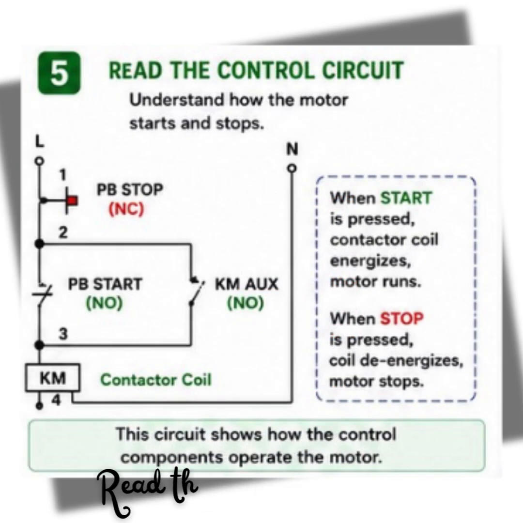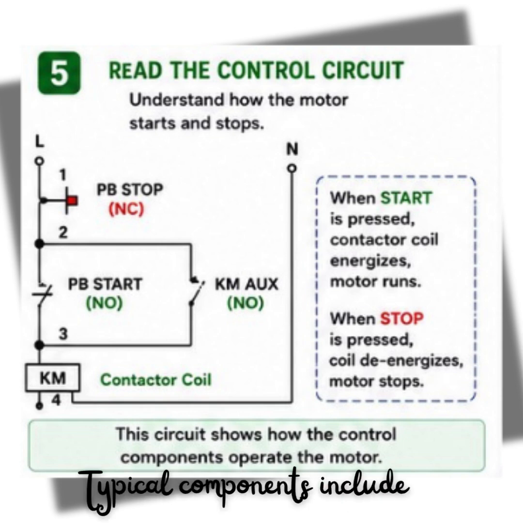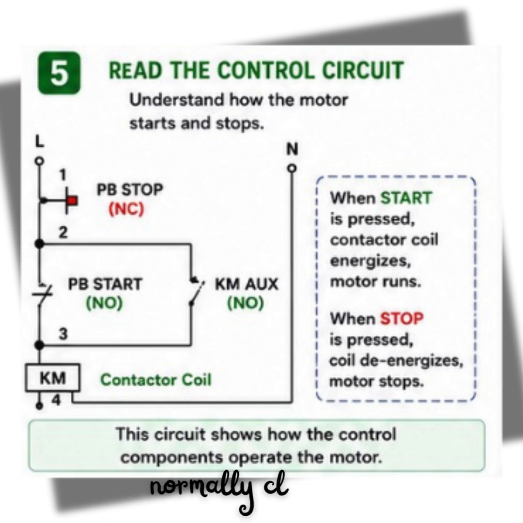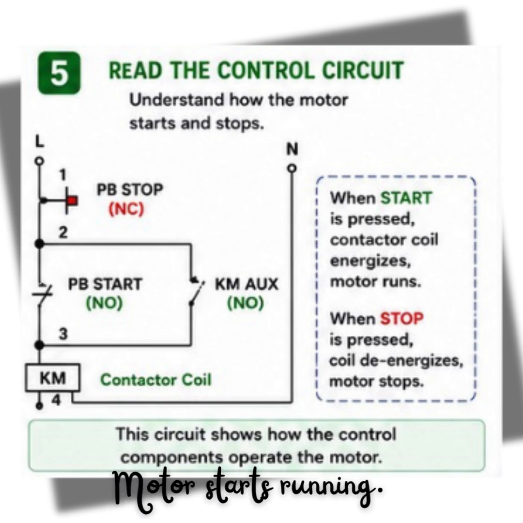Step 5. Read the control circuit. The control circuit tells us how the motor starts and stops. Typical components include stop push button, normally closed, start push button, normally open, contactor coil, auxiliary contact. When start is pressed, contactor coil energizes. Main contacts close. Motor starts running. When stop is pressed, coil de-energizes. Motor stops. This is the basic principle behind most motor control circuits.